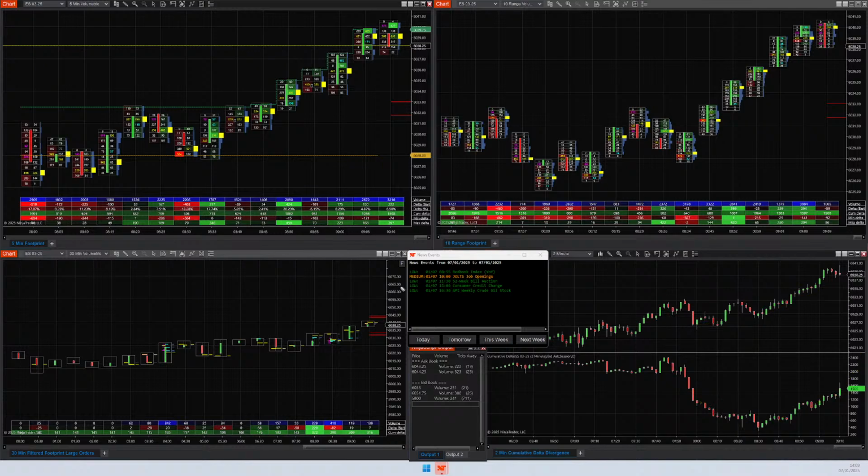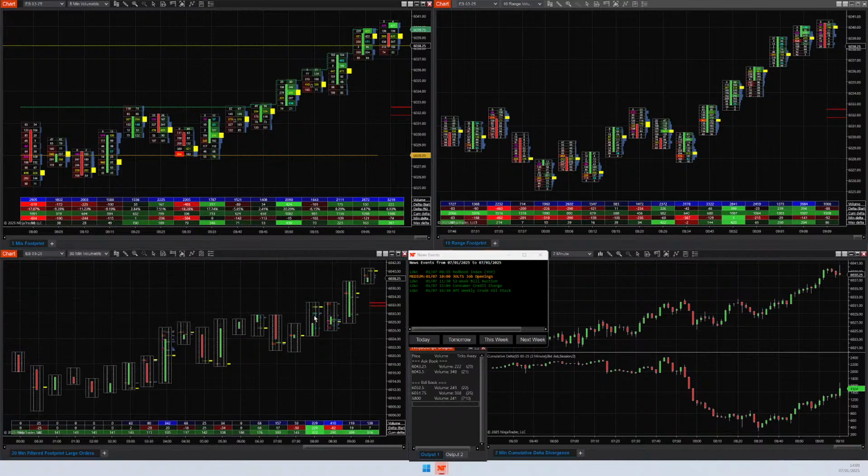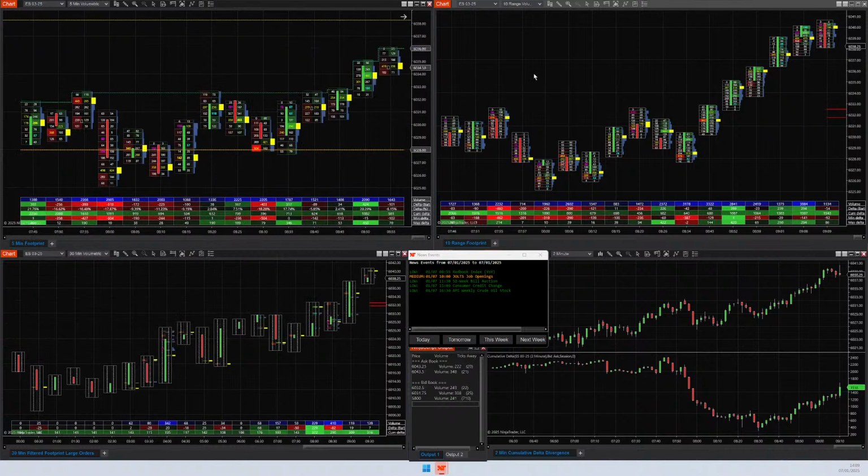That's really all I can see on order flow. There's no real decent levels. Looking a bit top heavy at the moment.